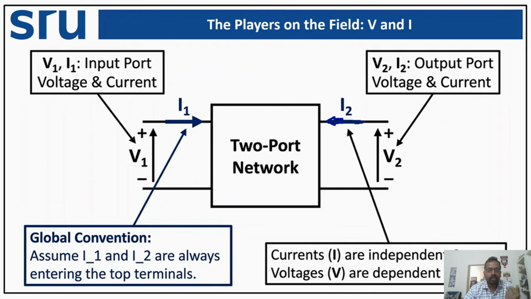Now, this naturally leads to an important question. If a network has 2 voltages and 2 currents, how exactly are these 4 variables related? This question is crucial because understanding this relationship allows us to predict the network behavior under different operating conditions. To answer this question, engineers have developed various parameters.